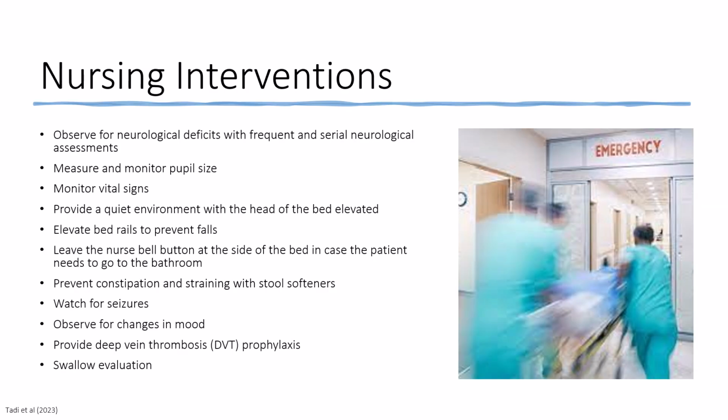As for nursing interventions with a patient having a stroke, you're going to observe for neurological deficits with frequent serial neurological assessments. You're going to measure their pupil size. You're going to monitor their vital signs, keep the room quiet, and keep the head of the bed elevated. Keep the bed rails up to prevent falls. Leave the nurse call button at the side of the bed in case the patient needs to go to the bathroom. You're going to watch for seizures, watch for level of consciousness, provide DVT prophylaxis, and do a swallow eval.